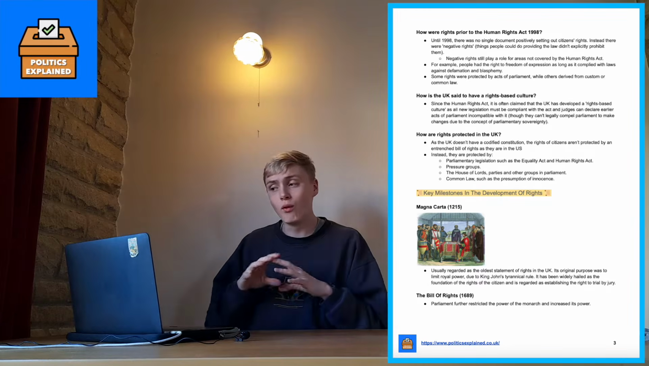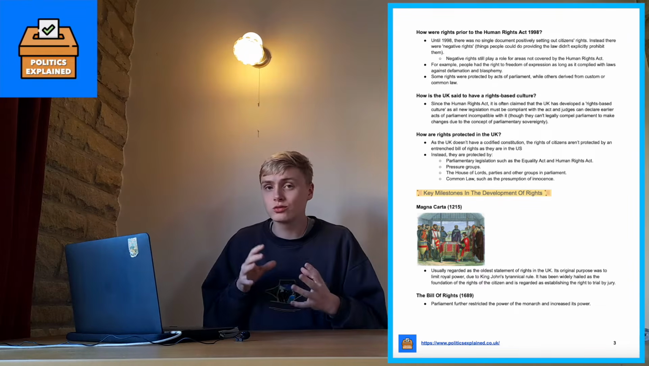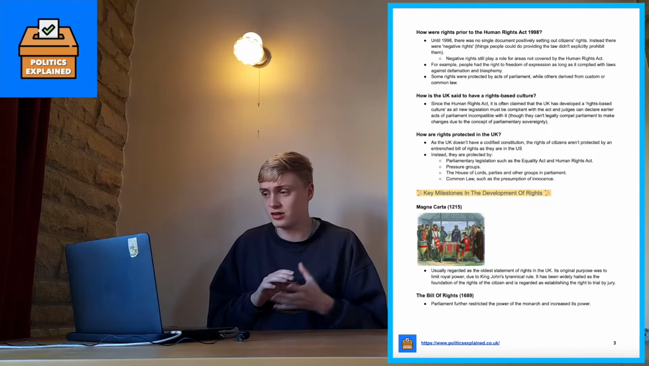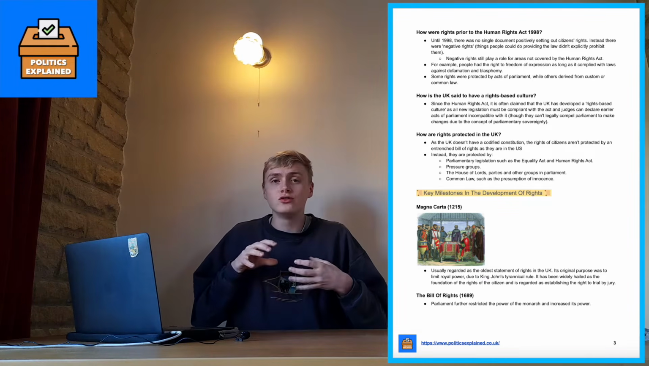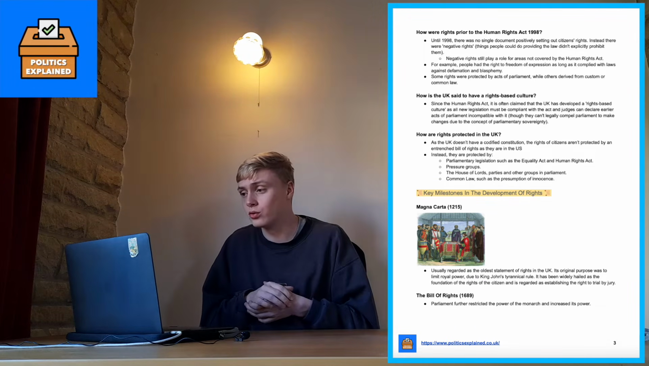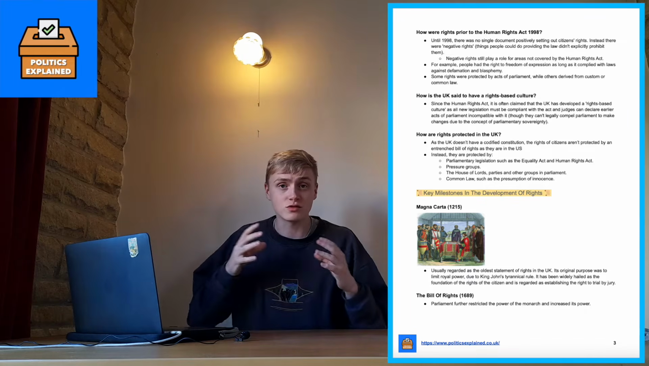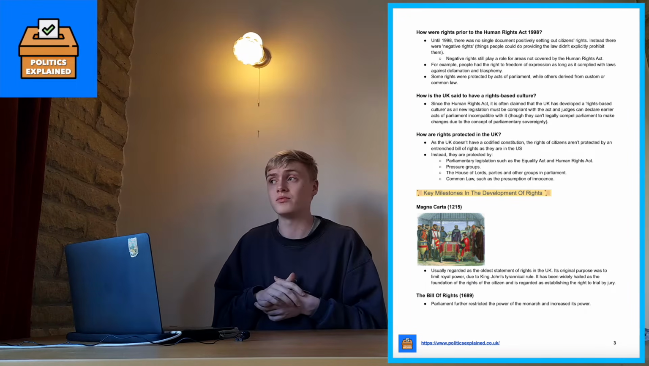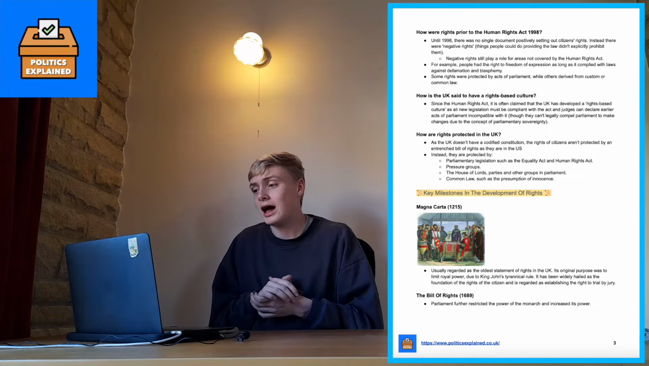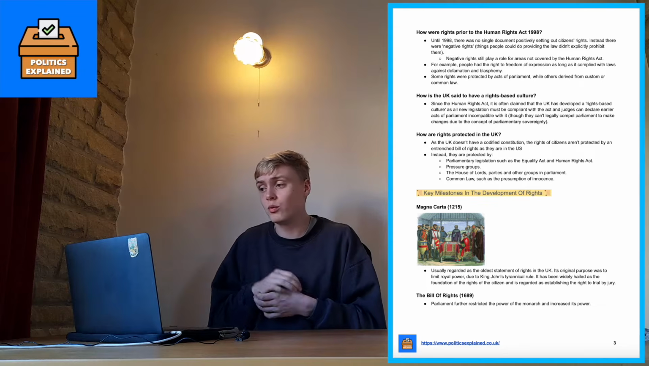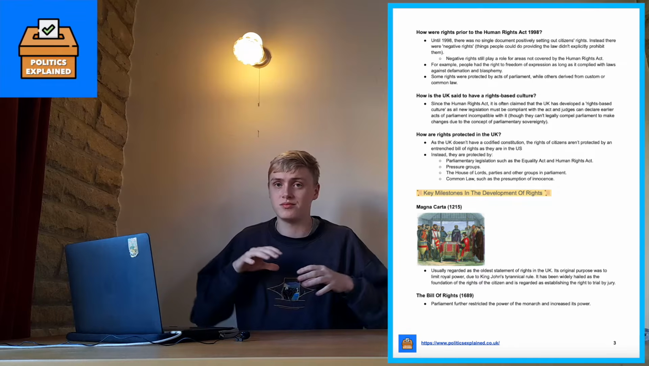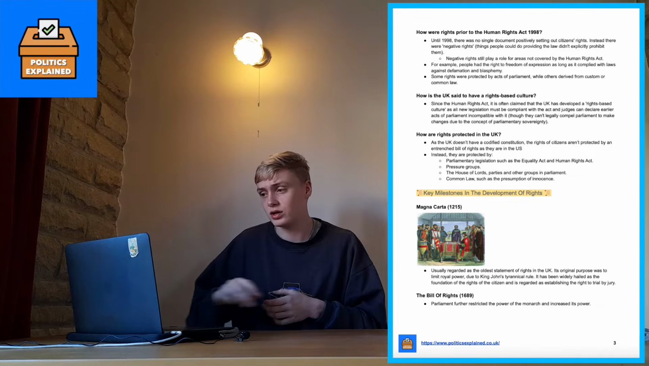So, in terms of before the Human Rights Act, there was no single document setting out rights in the UK. Instead, there were negative rights, as I mentioned before. Pretty much you had the right to do something if it wasn't prohibited in the law. So, for example, in relation to speech, you had freedom of speech as long as you weren't committing libel or blasphemy. And some rights were protected by Acts of Parliament, whilst others derived from custom or common law. So it's much more negative rights, really, how rights were protected in the UK.